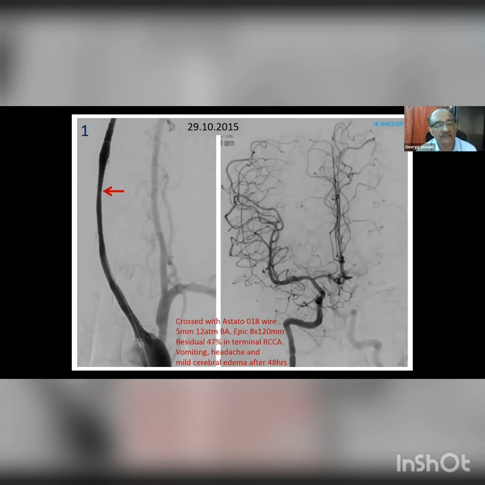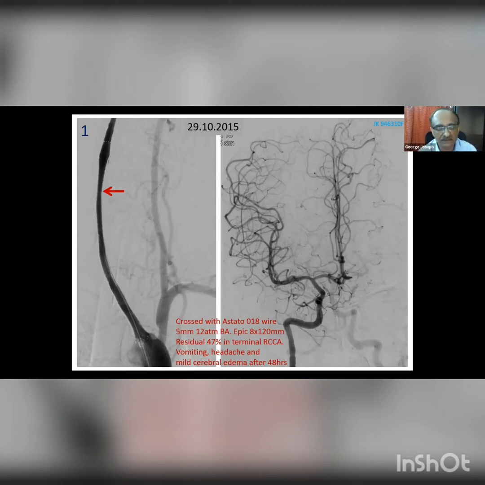So we opened up her innominate and right common carotid artery. We crossed this long lesion with an Astato wire, which is a wire from Asahi. And then we dilated the lesion with a 5 millimeter balloon and deployed this long stent covering the entire lesion and probably ending in the internal carotid artery. The external was not recanalized. And we accepted this 47% residual stenosis at the point where the red arrow is.